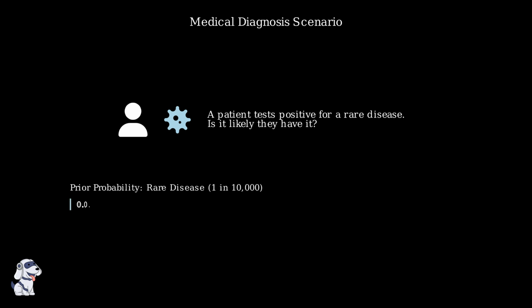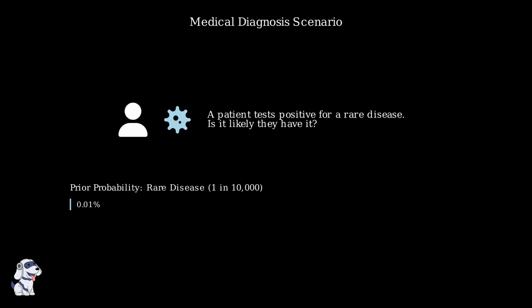Imagine a patient visits the doctor and tests positive for a rare disease that affects only 1 in 10,000 people. The test is highly accurate, but should the patient worry? Bayesian thinking helps us understand that false positives can dramatically affect our conclusions. The prior probability of having this rare disease is very low at just 0.01%.